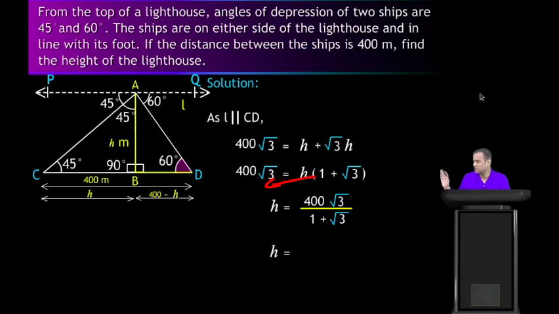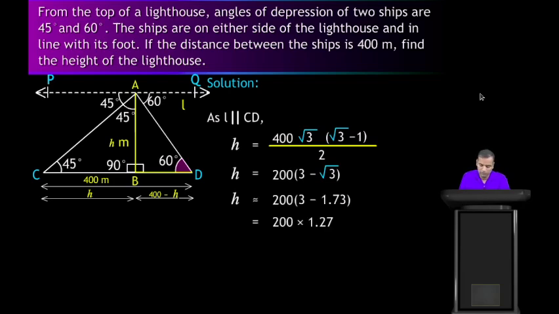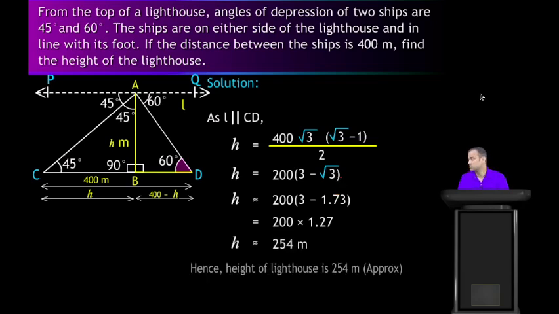Okay, now here you can rationalize this value and multiply root 3 minus 1 on both sides, and this is our answer 200(3 minus root 3). So put the value of root 3 which is equal to 1.73 and the answer is 254 meter approx. So this is the height of the tower. So hence the height of the lighthouse is 254 meter approx.